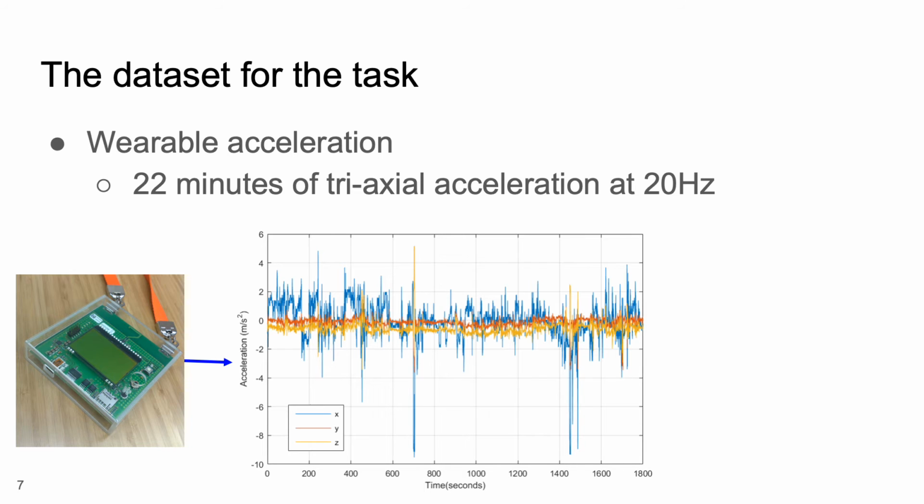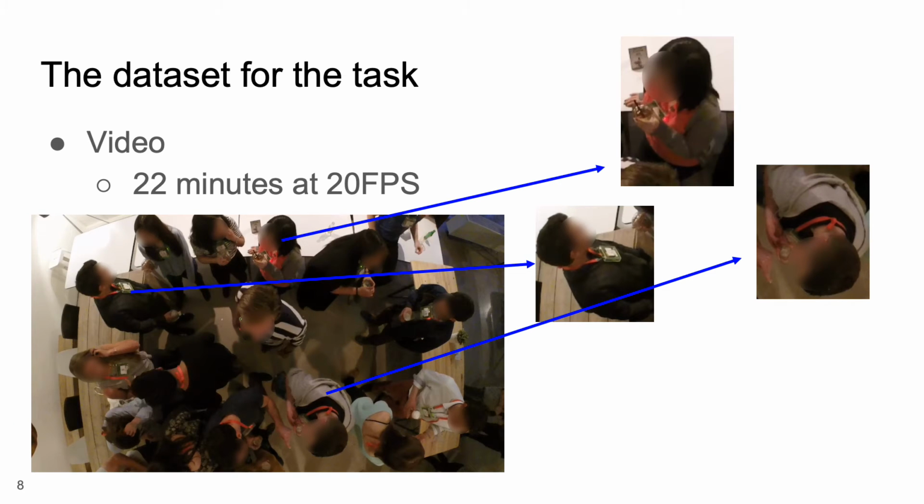The wearable accelerometers recorded at 20 Hertz, and we have 22 minutes of interaction that were recorded both by the accelerometers and the video cameras. The videos obtained for the same intervals as the acceleration were recorded at 20 frames per second. Then the areas around each participant were annotated using bounding boxes, and then these were extracted and made into subject videos, and these were the videos that were used as input by the task participants.